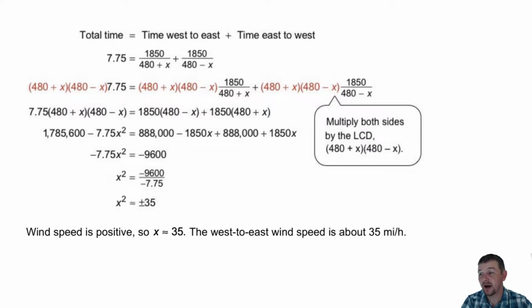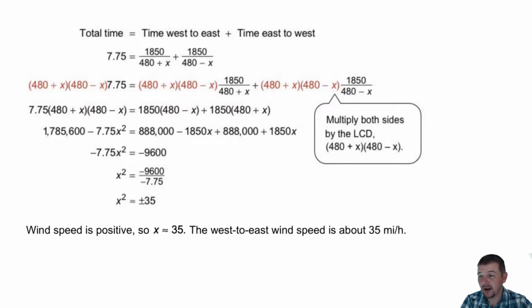Wind speed is measured as positive, so negative 35 doesn't make sense. We'll state that x is approximately equal to 35. So we state the west to east wind speed is about 35 miles per hour.